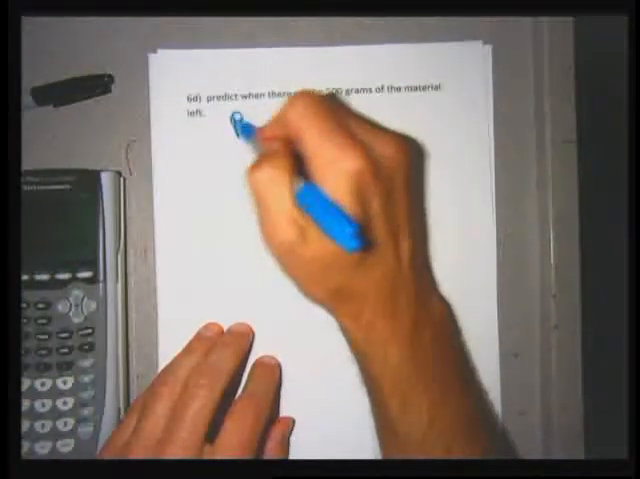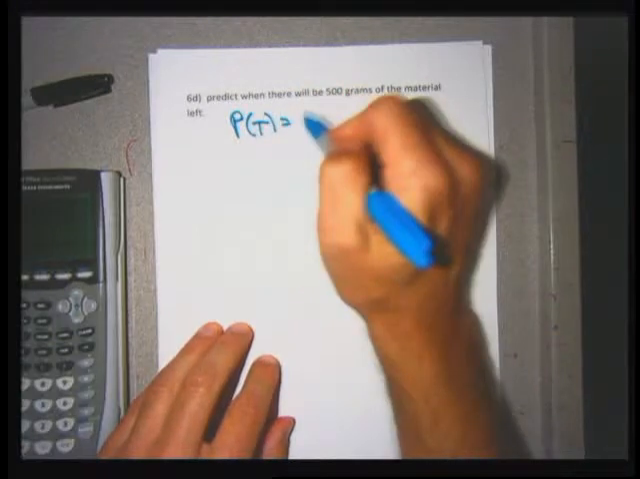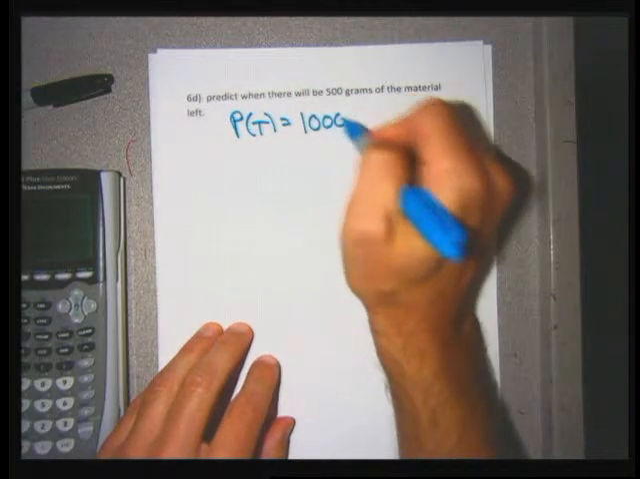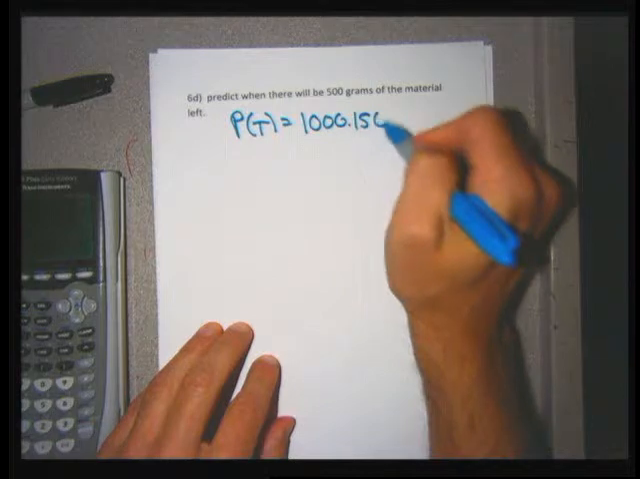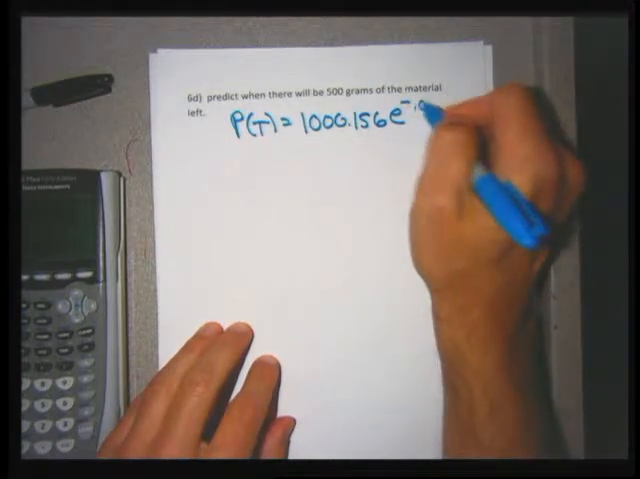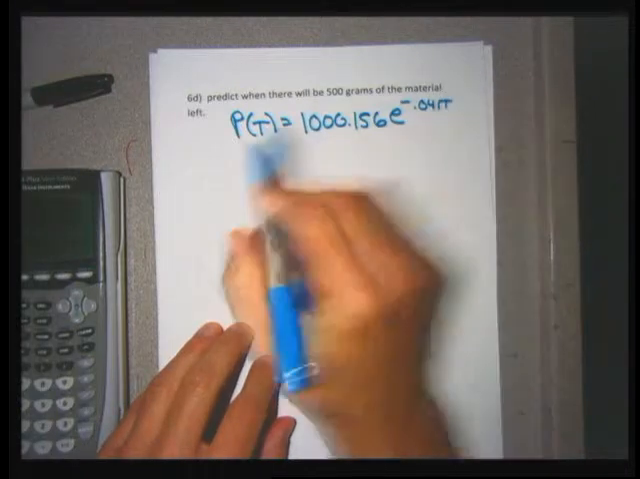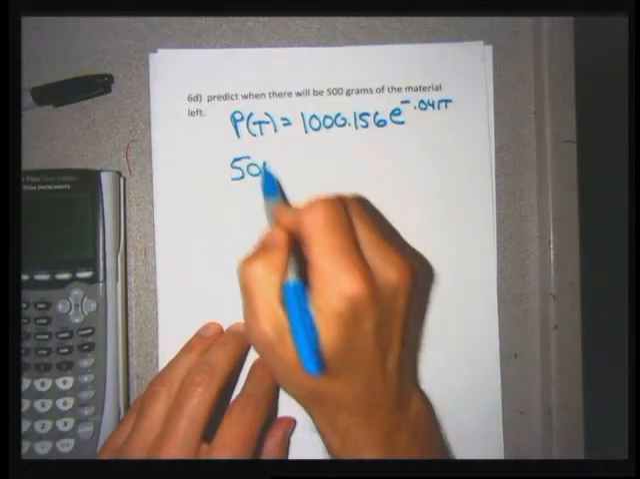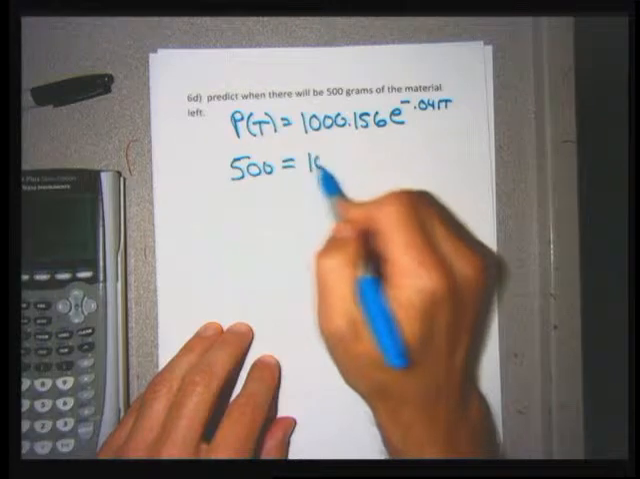When I go to do 6D, predict when 500 grams of the material will be left, I'll use the equation I developed in 6C, and I'll take that 500 and put it in the appropriate place. It doesn't go in for the t because t stands for time, and that 500 grams is not time, it's the amount of material. So I'm going to plug 500 in for the P of t, and I'm going to solve for the time.